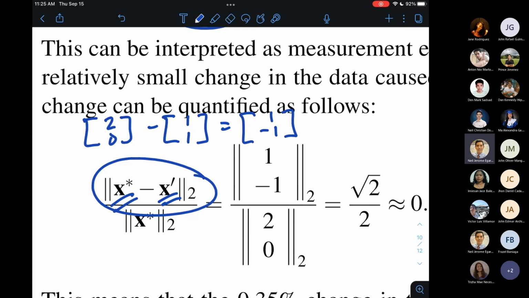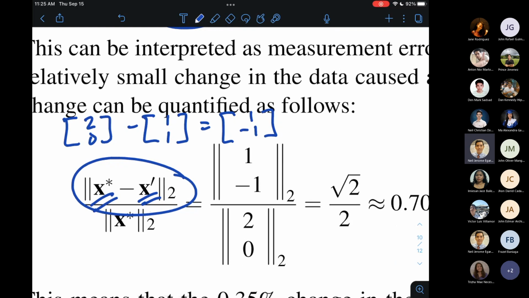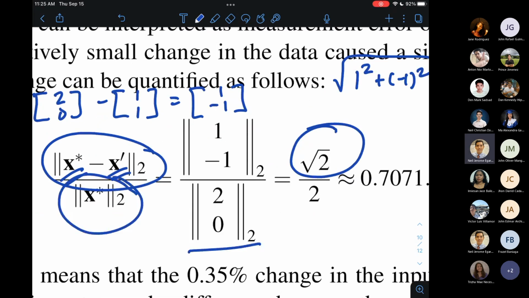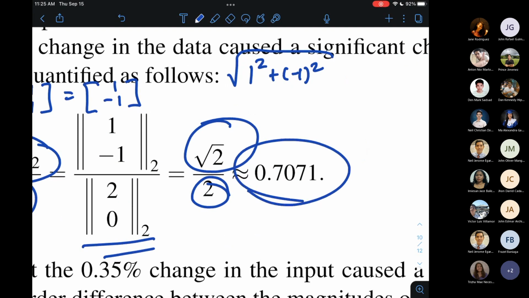Tas kunin natin yung size nito. L2 norm ng 1, negative 1 ay 1 squared plus negative 1 squared. Kunin mo yung square root. So we get square root of 2. Yung original solution na 2, 0, ang norm niya lamang ay 2. So that means the relative change is 0.71. So that means 70% yung nabago dun sa solution.